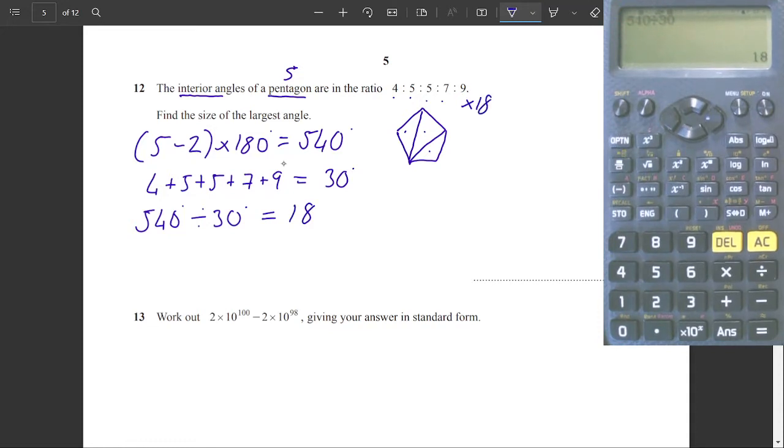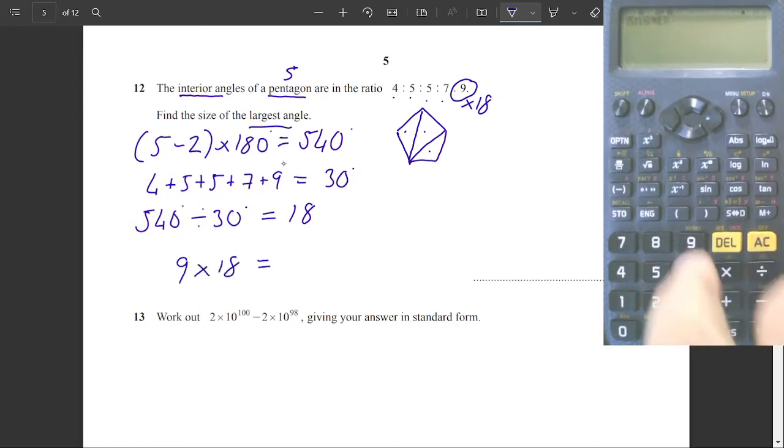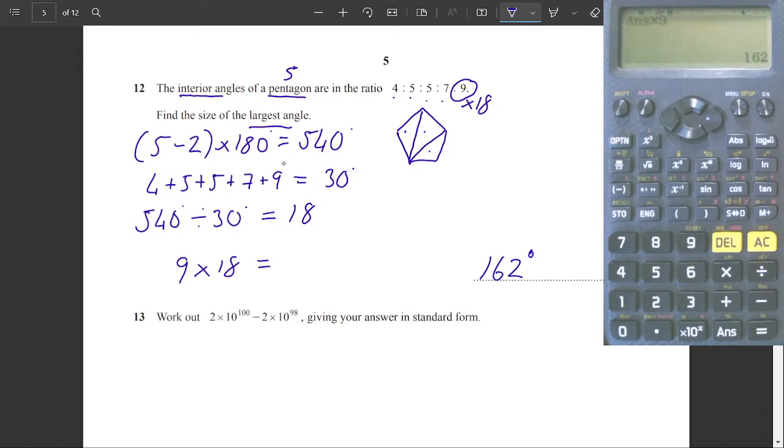So we need to increase that ratio by 18, which means we multiply each bit of that ratio by 18. They only want to know the largest angle, which will be the one with the largest ratio. So that will be 9 times 18. And there we go, 162 degrees is the largest angle in that pentagon.